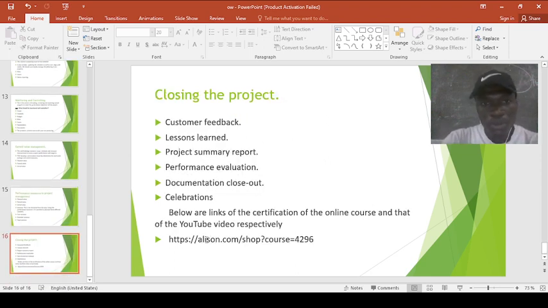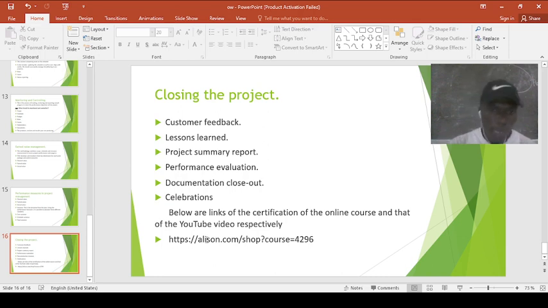So, closing the project. Before closing the project, you should first obtain the customer feedback. What is the reaction of the customers towards the product or the service being delivered from the undertaken project? Then the lessons learned, that one is mainly generated from the team members. What have they done successfully? What have they failed to do? Which new skills have they come up with? That's all.